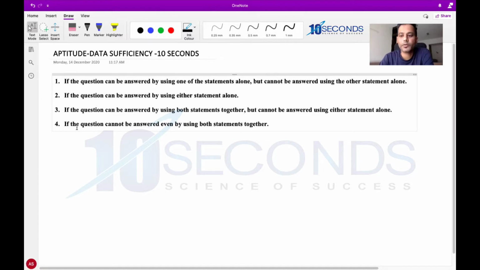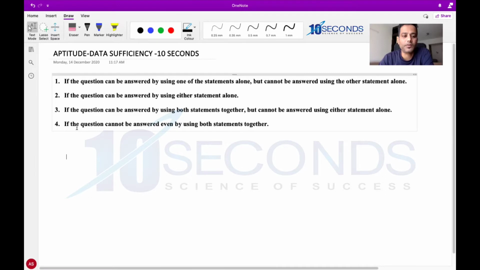Hello guys, today I'm going to take one of the very important topics of aptitude called data sufficiency. Not only is it required to clear competitive exams, even in company-specific exams you need to be good at data sufficiency. There will be a lot of questions on data sufficiency because these questions are sometimes very tricky. That's the reason you'll see a lot of them in company-specific and competitive exams.